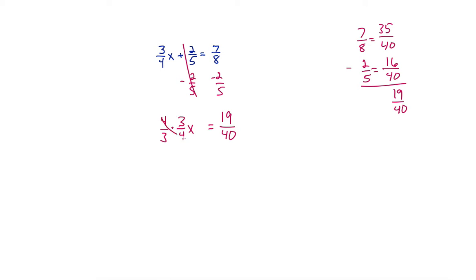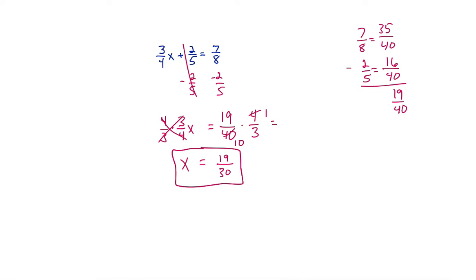All right. Now these will cancel out, and I'm left with an x over here, and I have to then multiply this side by 4/3. Now I can't cross simplify here, but I could go this way, because 4 goes into itself once, and 4 goes into 40 10 times. So I'm left with 19 times 1 is 19, and 10 times 3 is 30. So x is equal to 19 30ths. Okay. So that's one way we can do it.